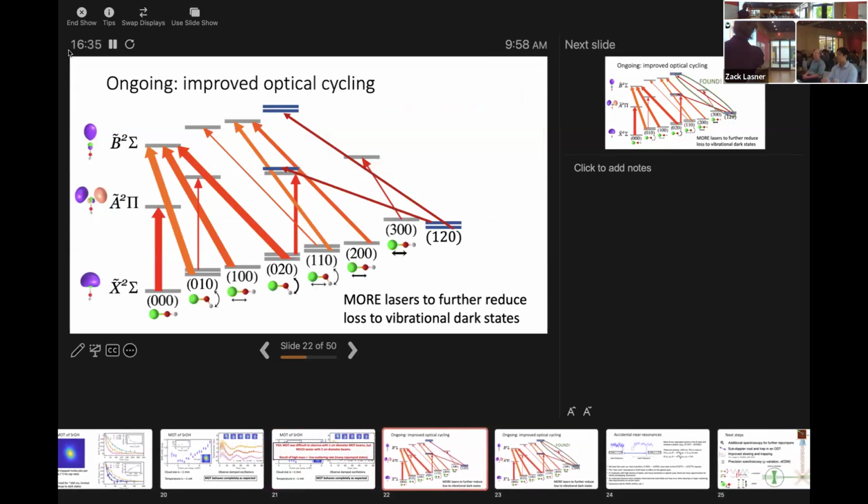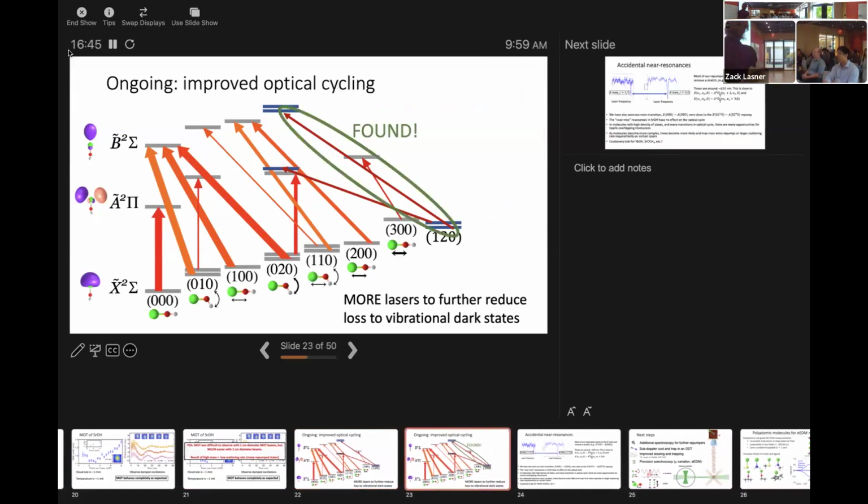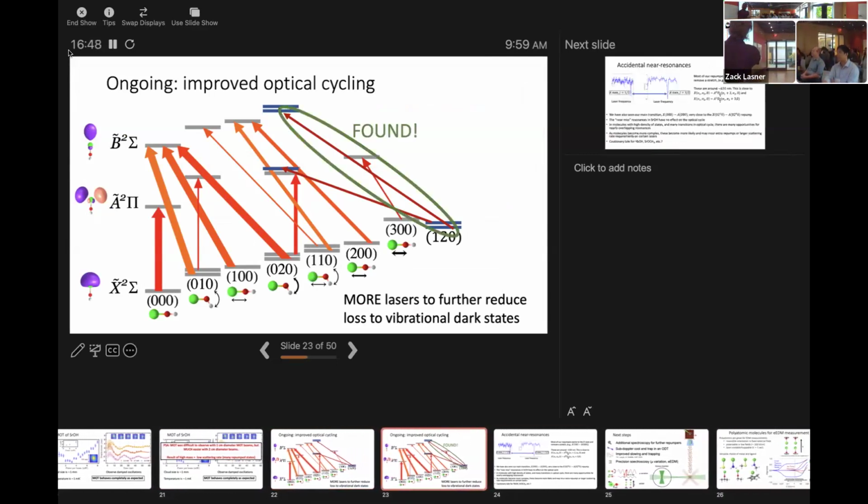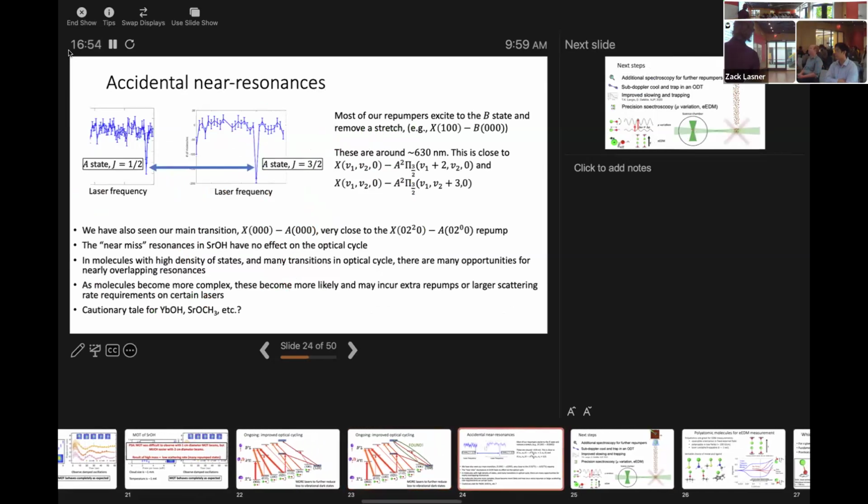So now we're further improving the optical cycling. We're doing spectroscopy to find what we know our next repumpers are. These are based on the dispersed fluorescence data I mentioned before. We already found one of these next repumpers pretty quickly. We're working on finding the second next repumper. We'll add those in and get more photon budget.